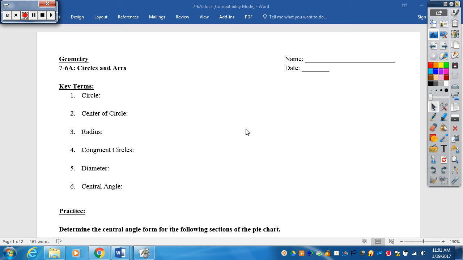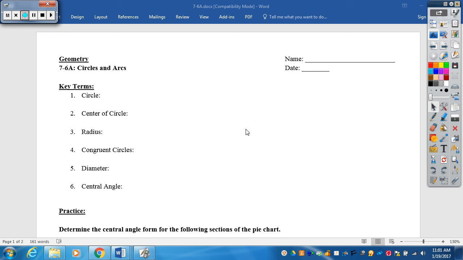Okay, we all should know what a radius is. Radius is the distance from the center to a point on the circle. So again, the distance from the center to a point on the circle. Okay.